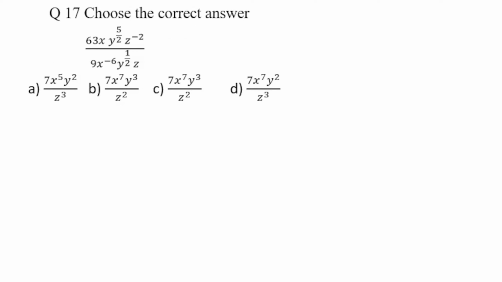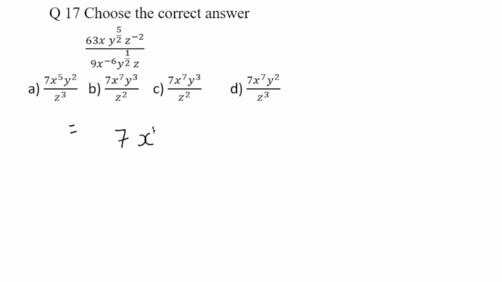Now move to question number 17. 63 x y to the power 5 by 2 z to the power minus 2, divided by 9 x to the power minus 6 y to the power 1 by 2 z. Here you go. 63 divided by 9, 7, x. On the denominator, the power of x is negative. If you move it to the numerator, it's going to be positive.